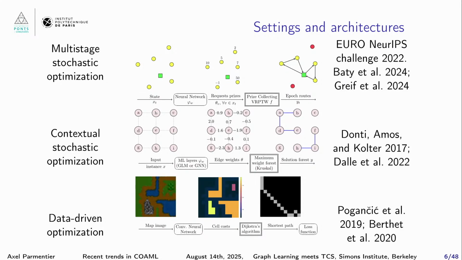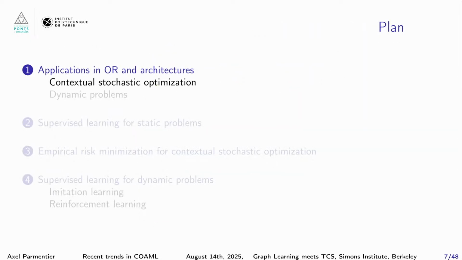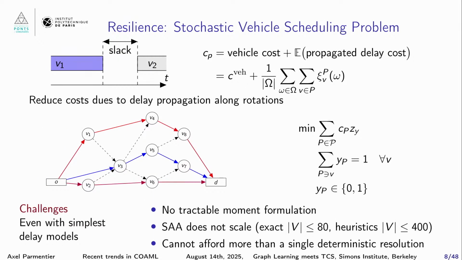But I'm going to focus more on the 2 other kinds of applications, which are contextual stochastic optimization and multi-stage stochastic optimization, which are important applications in operations research, and where this kind of graph neural network has a bit changed the state of the art. So let's start with contextual stochastic optimization and with an application for an airline.